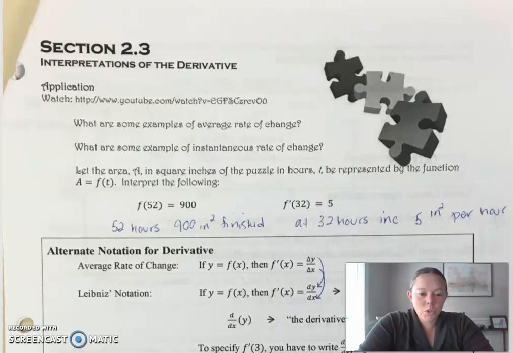Hello, this is section 2.3 for Calc survey, and today we're going to continue our discussion on derivatives, and we're going to interpret them and talk about some new notation we're going to use for derivatives.